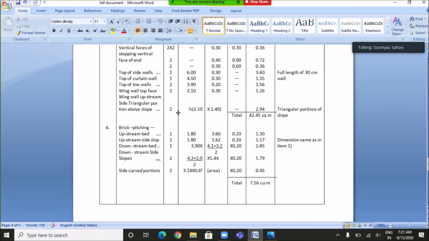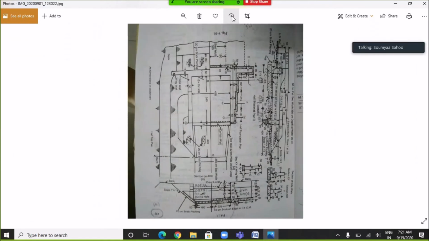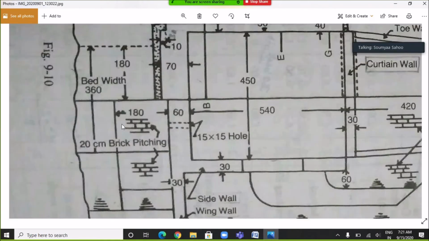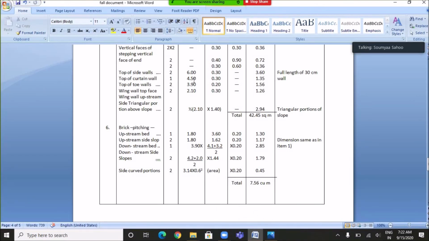Then next work which is to be carried out after cement pointing work is the brick pitching. So on the upstream bed, as you can see the plan, the length of the brick pitching will be 180 centimeter and the breadth will be 360 centimeter and the depth of the brick pitching is 20 centimeter. So if we fill this data, we are going to get the quantity as 1.3 cubic meter.